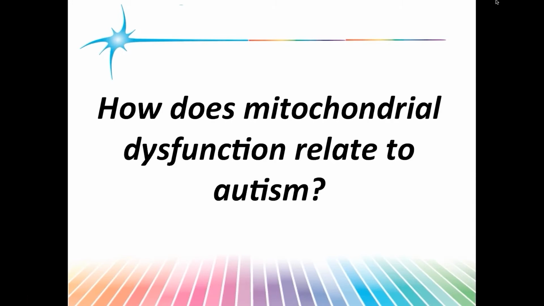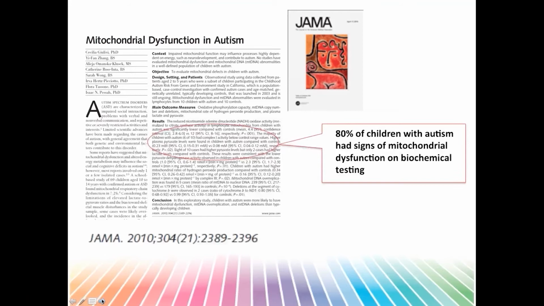So let's move on now to look at how mitochondrial dysfunction relates specifically to autism. Just over the past few years, research has shown that autism is a condition where mitochondrial dysfunction is very common. This was a study at University of California, Davis, looking at a range of biomarkers for mitochondrial dysfunction in children with autism compared to neurotypical children.